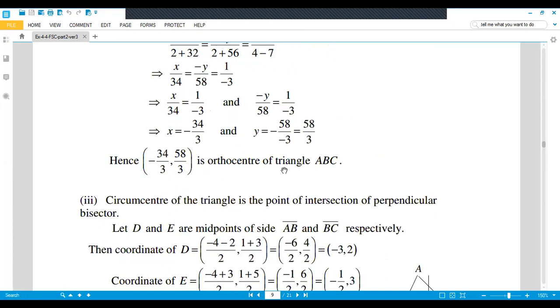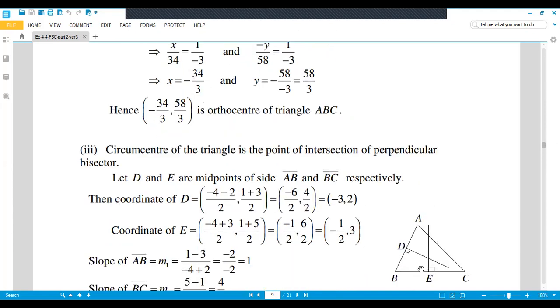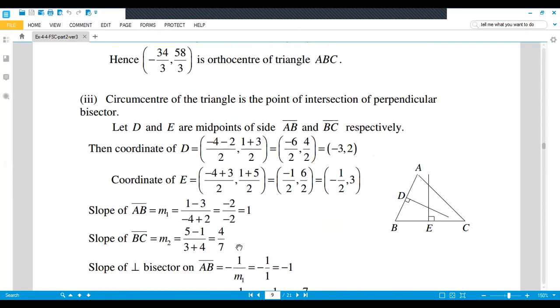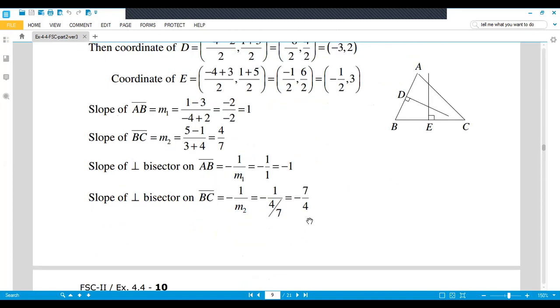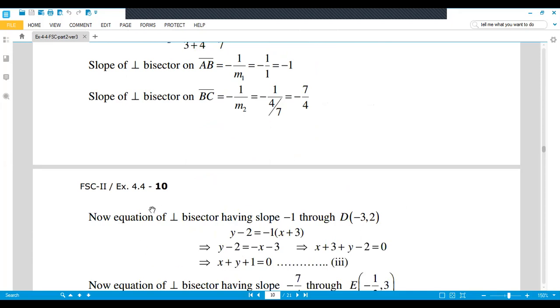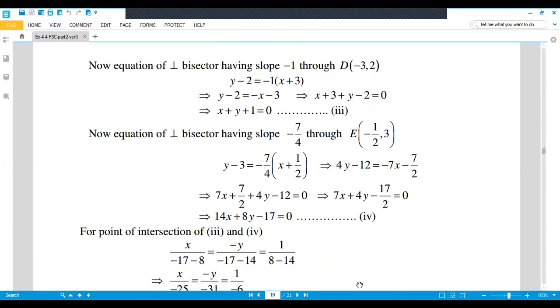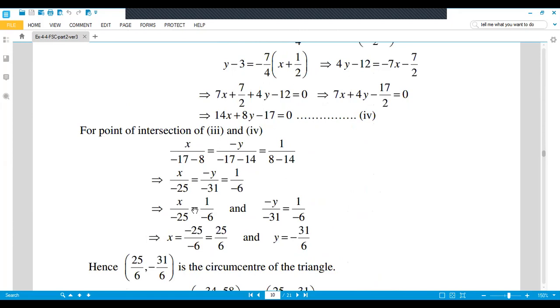For the circumcenter of the triangle, get the midpoints D and E. You have to find D and E by the midpoint formula because points A, B, C are given, and then you find the slope of AB and the slope of BC. Then the slope of the perpendicular bisector on AB, and the slope of the perpendicular bisector on BC. So we get the slopes, and then the equation of the perpendicular bisector having that slope through point D and the perpendicular slope through point E. So you solve it and you will get the required answer.